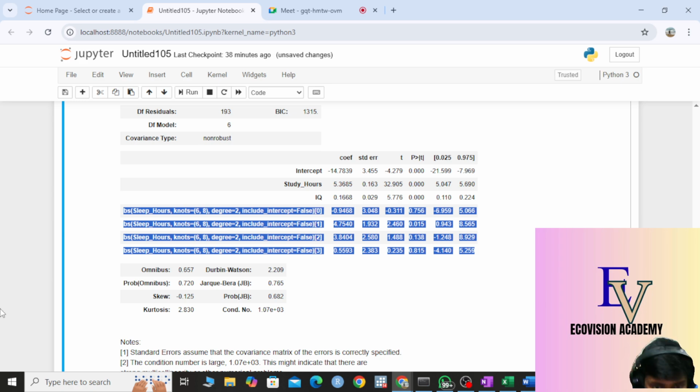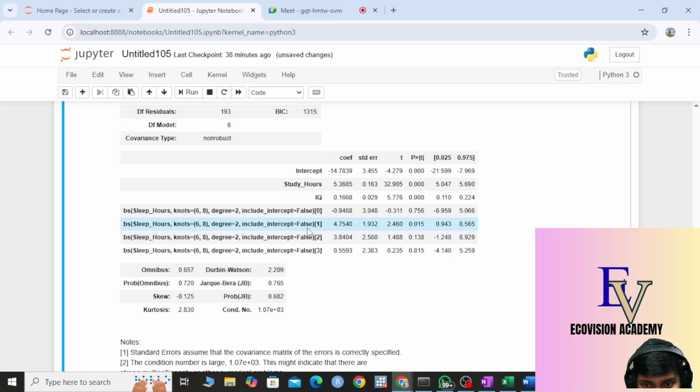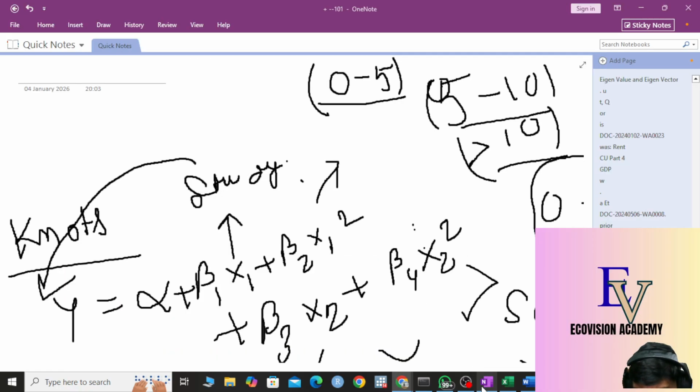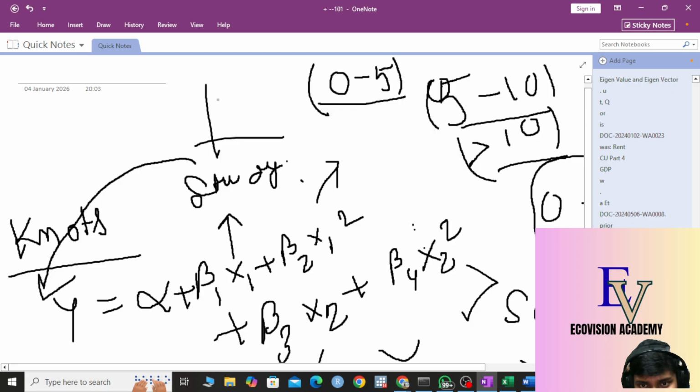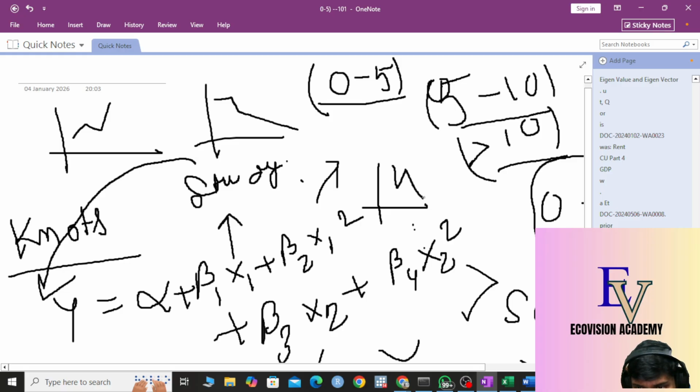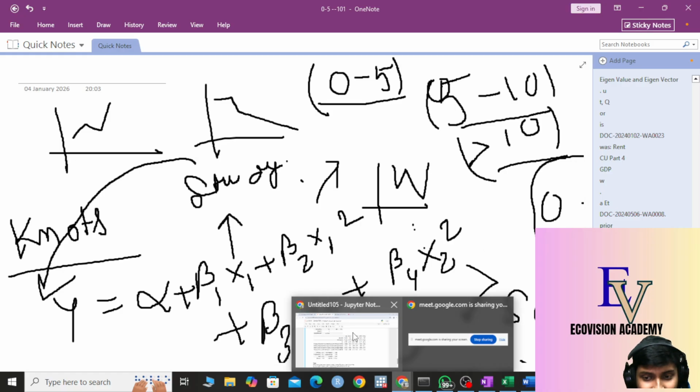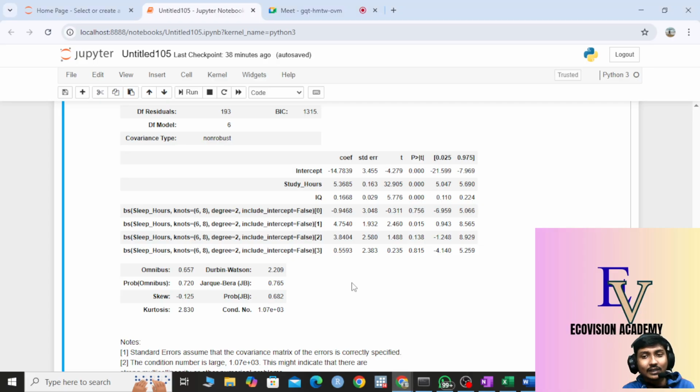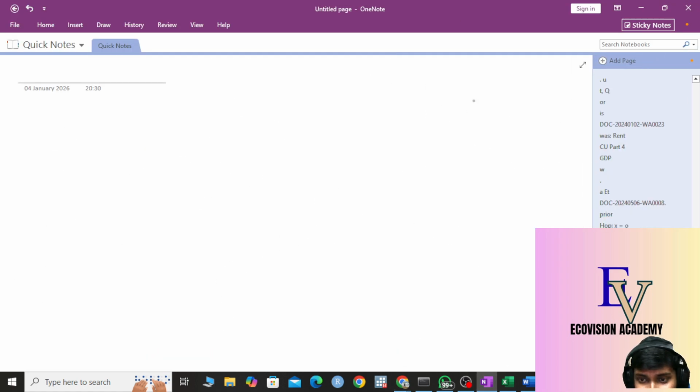So for these sleep hours, the regression line is not linear. The regression line may be like this, maybe like this, maybe like this. So what Python basically gives you is a continuous line. I am repeating, spline regression gives you a continuous line. Continuous line means, let me show you.